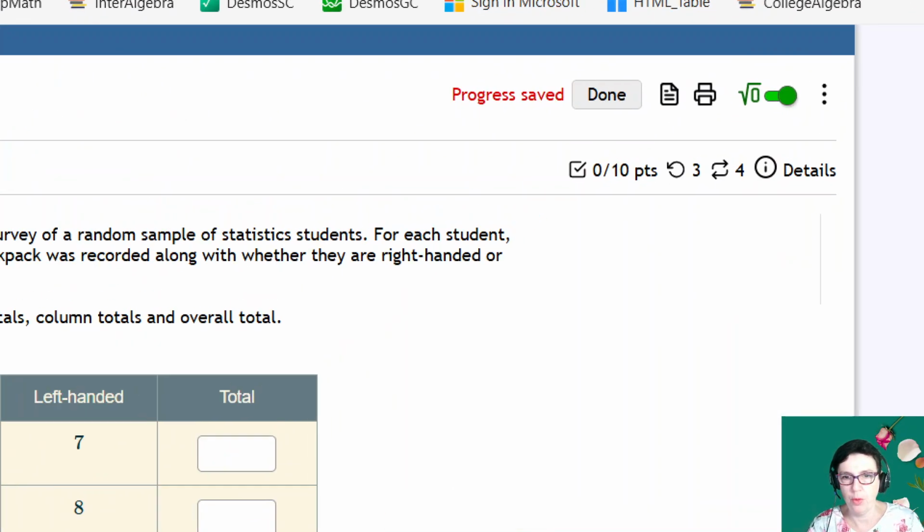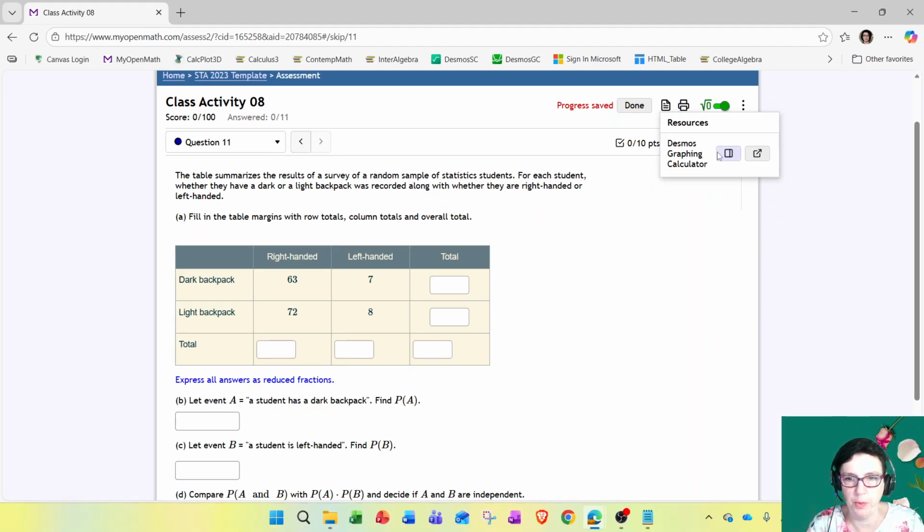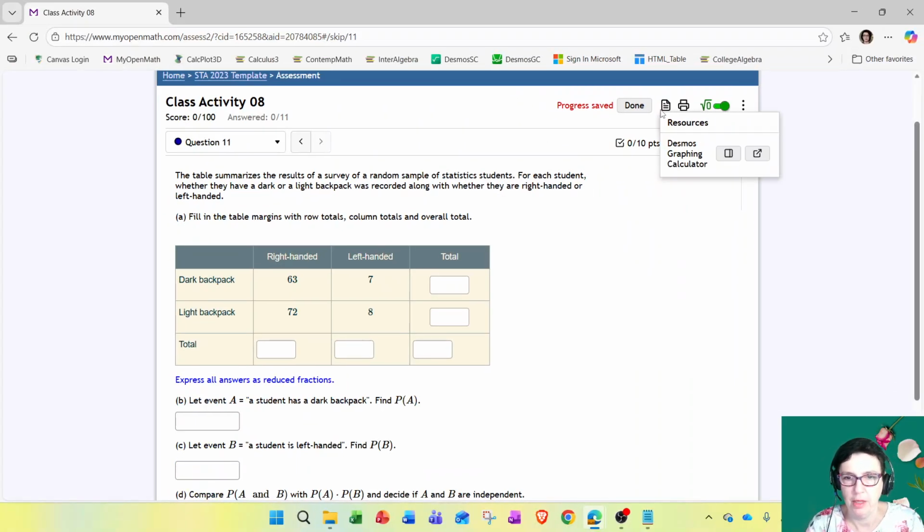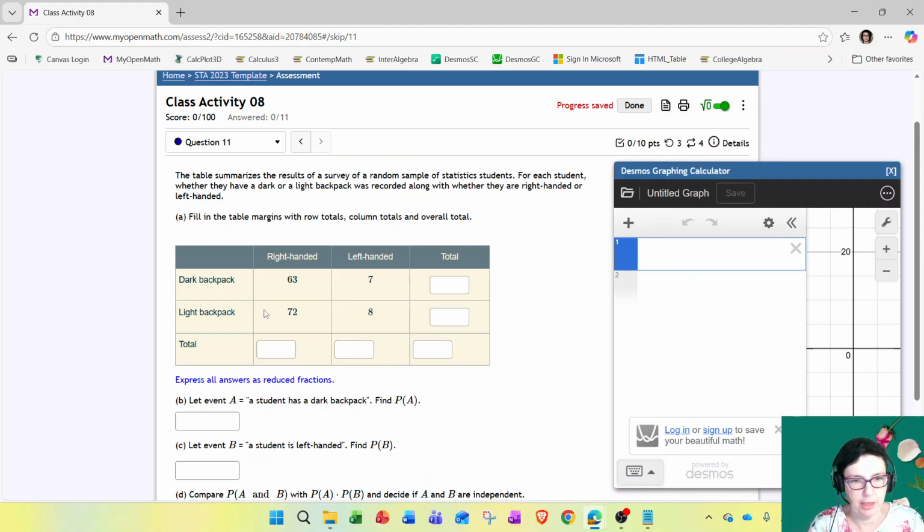But if you go to the top where you have the Desmos, right? So let's open under resources, and then we want to use the sidebar option over here. So let's do that. Let's first fill out the table margins.